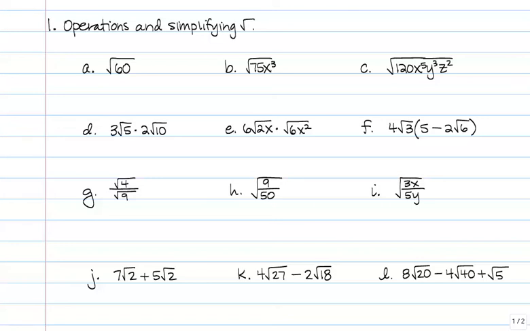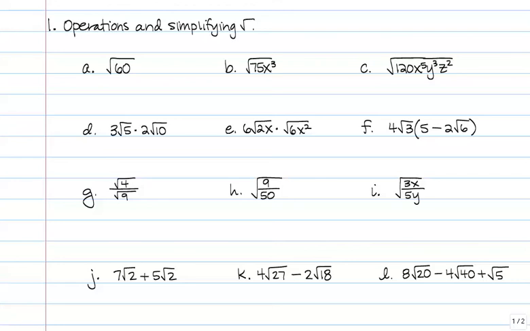Okay guys, I'm going to talk through some of the problems on the review. I'll probably do it by section so that way you can just watch one section and not have to see the whole thing. So the first section was operations and simplifying radicals. I'm just going to pick through, not do them all, because you guys should know how to do a lot of these, if not all.